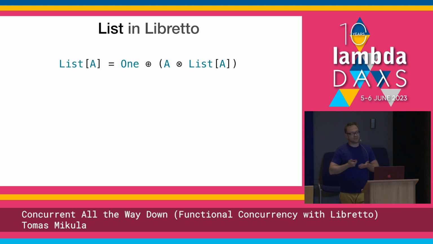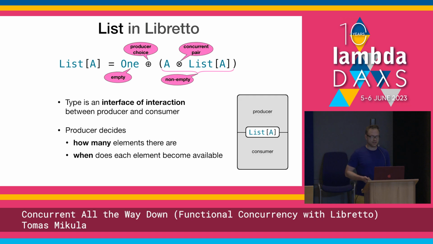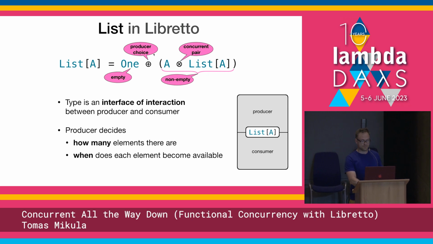Let's start with the list type that we all know and love. A list can be either empty or non-empty, and it's up to the producer to make the choice whether it's going to be empty or non-empty. Types in Libretto are interfaces of interaction, always between two sides, and by convention we will call the one above the interface the producer and the one below the consumer. So in list, it is the producer who decides how many elements there are going to be eventually. There could be infinitely many. This list is a live data structure that evolves over time. And also the producer decides when an element appears in the list.